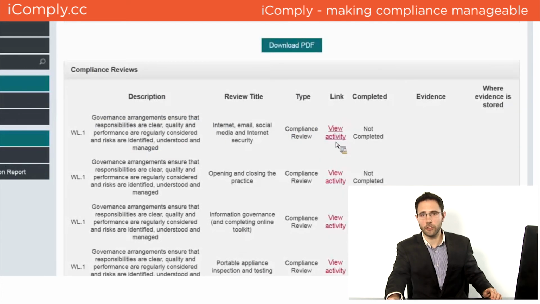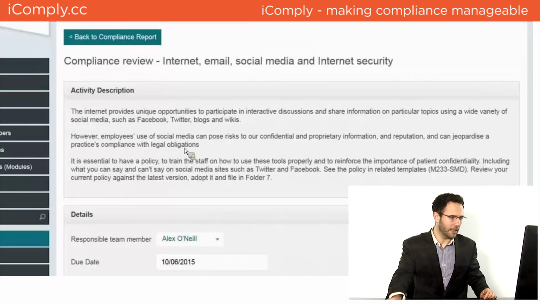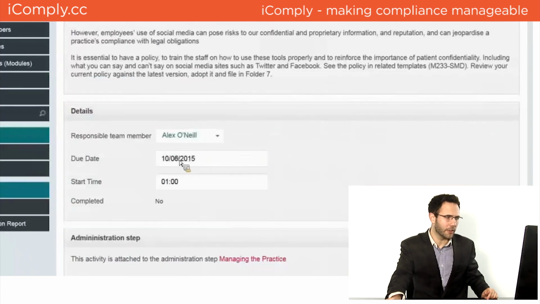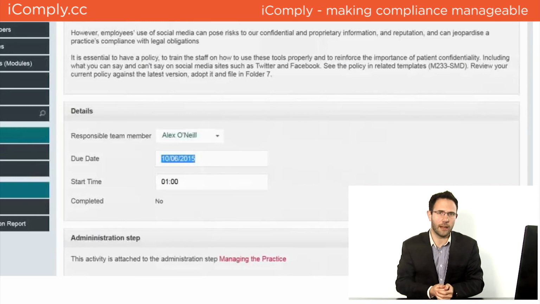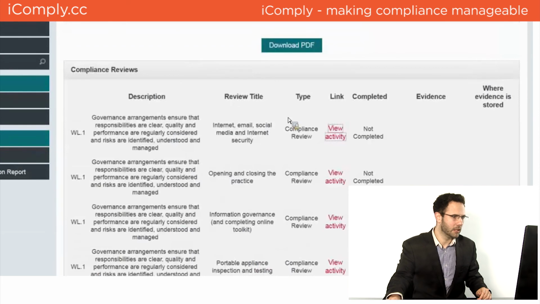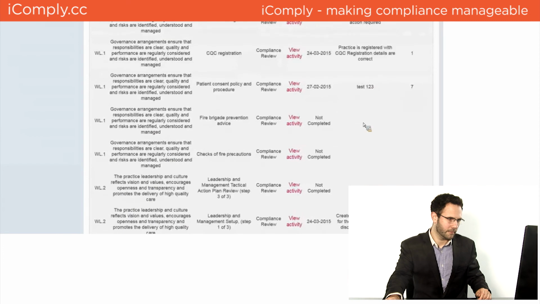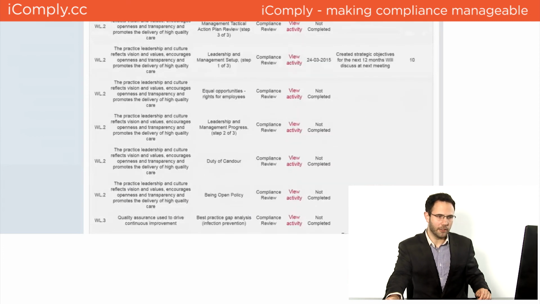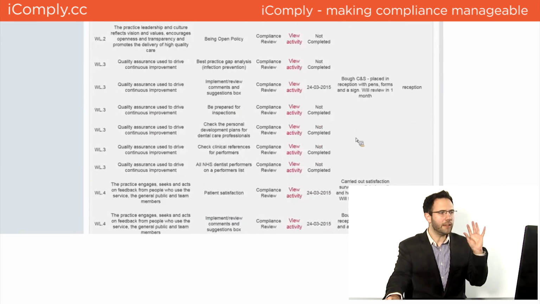I can click to view the activity to show an inspector when it's due. So if I click on that down here, I could show an inspector, well, I haven't done this yet, but I've got it scheduled for the 10th of June. Because quite often if they're not happy with something, they want to know what's your action plan to sort it out. So you've got that right here already. But then I can also show them what I've done. So checking my outstanding to-dos from the previous cycle, the CQC registration, I can show them that I've got my registration details and they're all correct. I can show what I've done about leadership and management, comments and suggestions, etc. So I can show them based on the prompts that they're using.